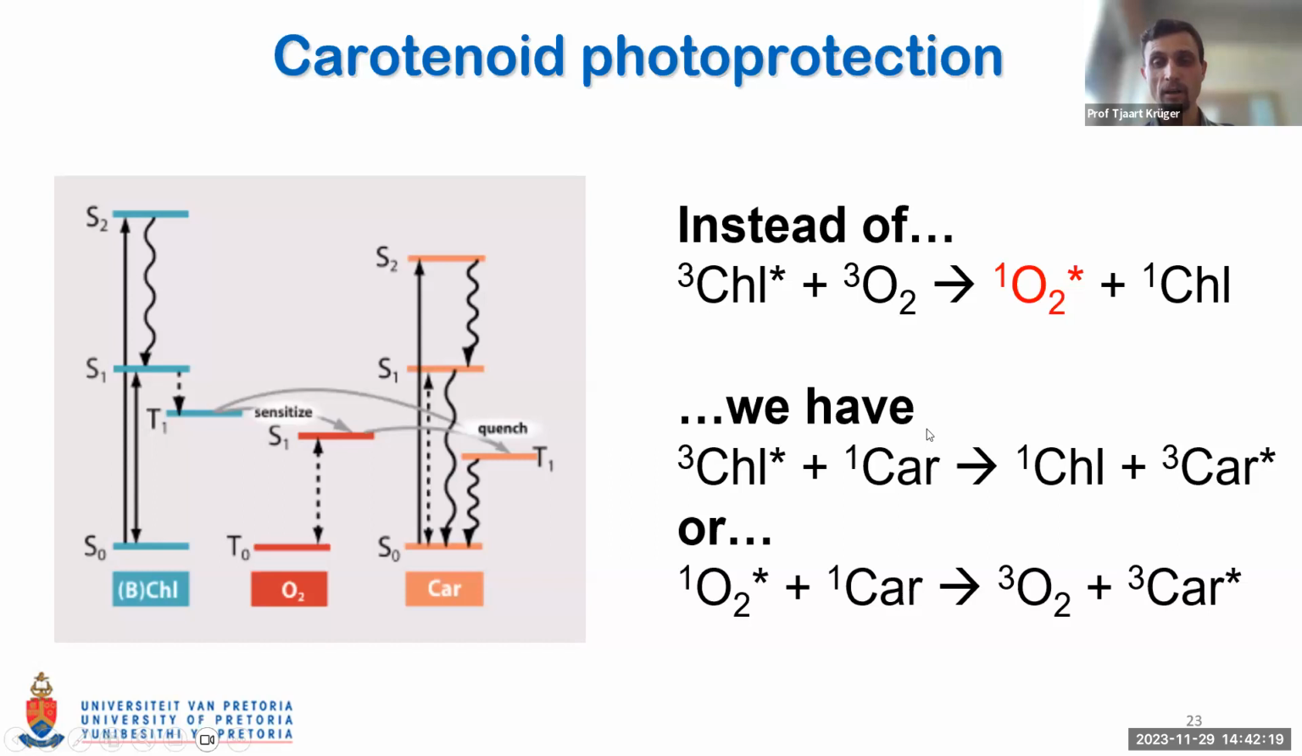So they can either interact directly with the triplet state by means of triplet energy transfer, then chlorophyll will relax down to the ground state, and this triplet carotenoid is not a dangerous or very reactive molecule, because of the low energy of its triplet state. Or alternatively, the carotenoids can interact with singlet oxygen, deactivate it in order to form non-reactive triplet oxygen.